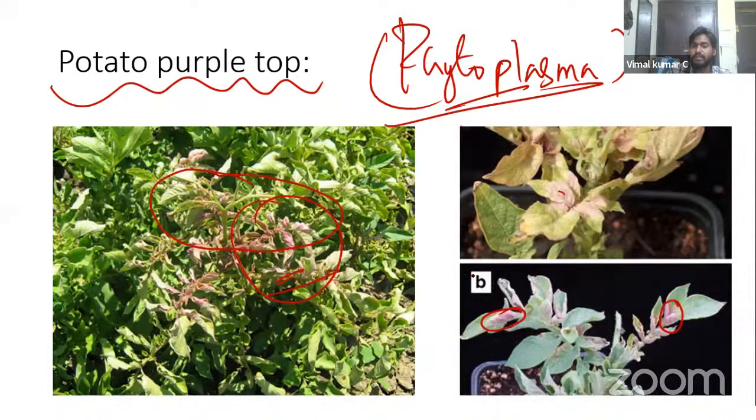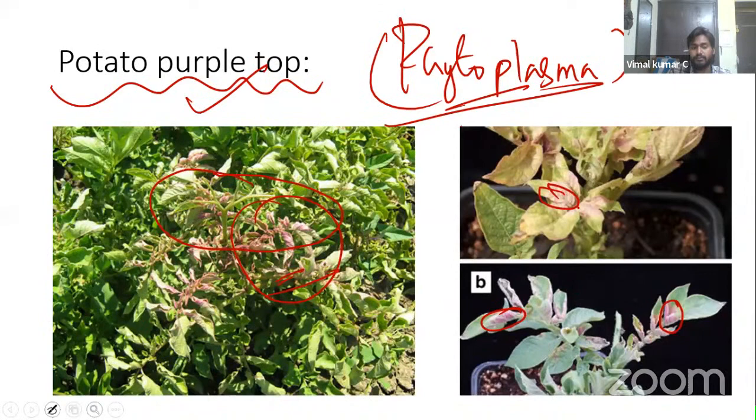Of course the leaf size will be reduced, that is one thing. Then stunting will be there, along with the rest of the symptoms of virulent phytoplasma diseases. But here, rather than little leaf and phyllody, we are having purpleness of the top leaf. Okay, that is our top leaf.